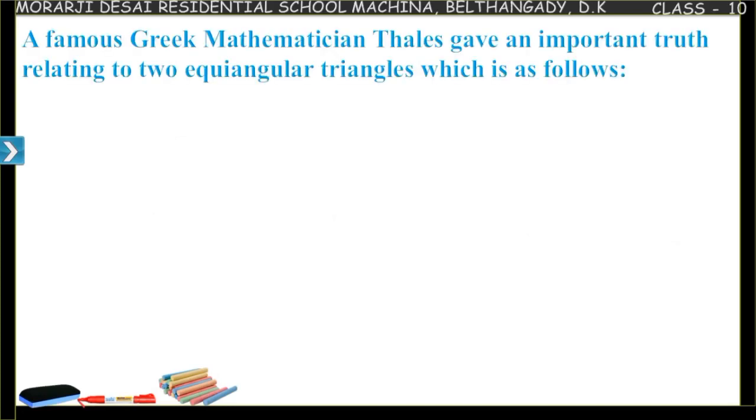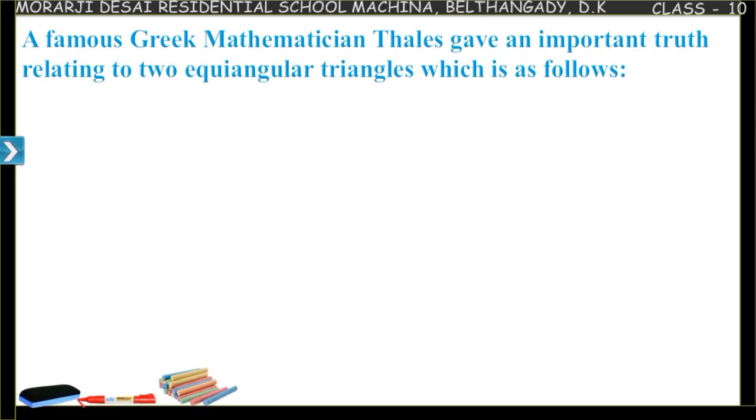You know that two triangles are said to be similar when all the corresponding angles are equal and the corresponding sides are in proportion. A famous Greek mathematician, Thales, gave an important truth relating to two equiangular triangles, which is as follows.